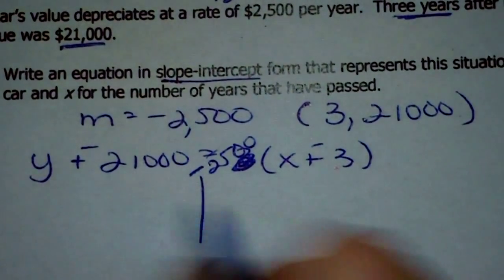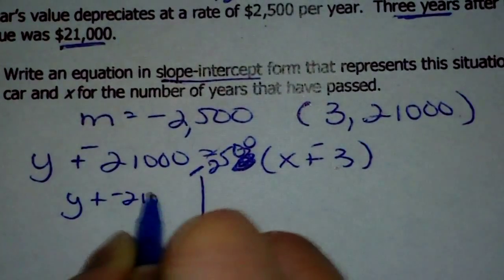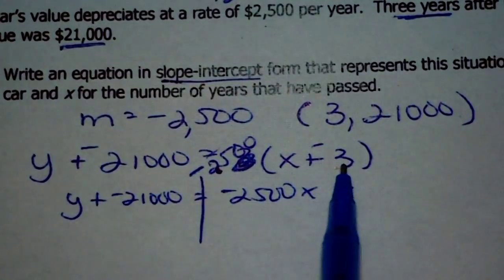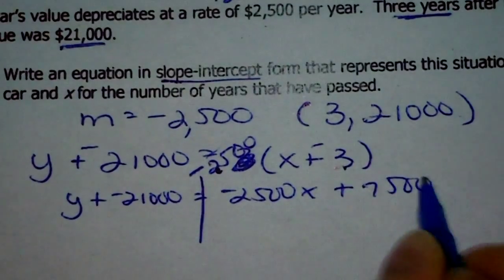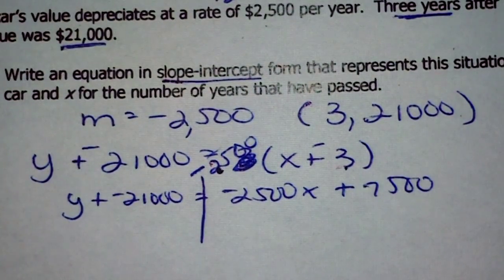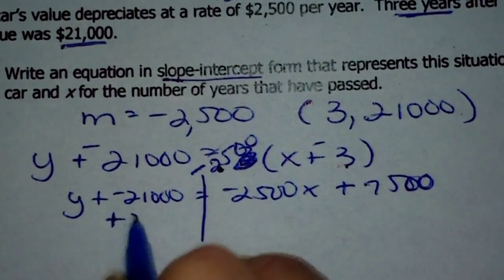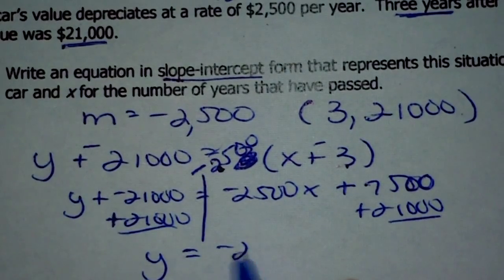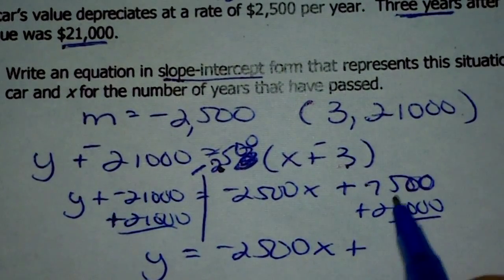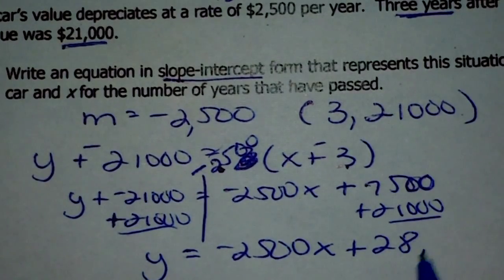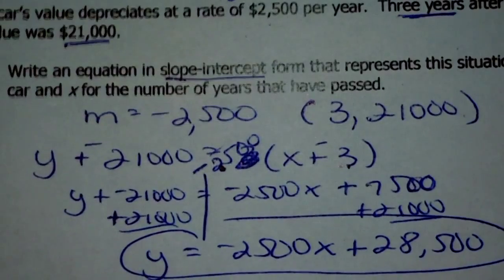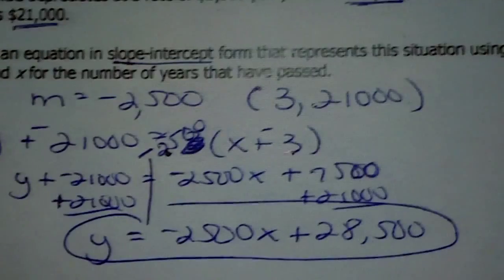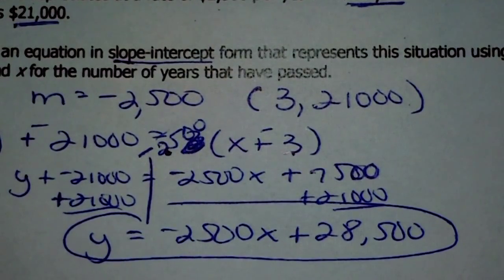Okay, so from here, I need to distribute. So y plus negative 21,000 equals negative 2,500x plus, now when you take this negative and multiply it by another negative, we get positive 7,500. So that's what your next step should look like. That's 7,500. Now I need this 21,000 to go away, so y can be by itself. And y equals negative 2,500x plus, you have to take 7,500 plus 21,000, which is 28,500. So this shows that my rate of change is negative 2,500 because every year it's going down by 2,500. And then plus b, 28,500.